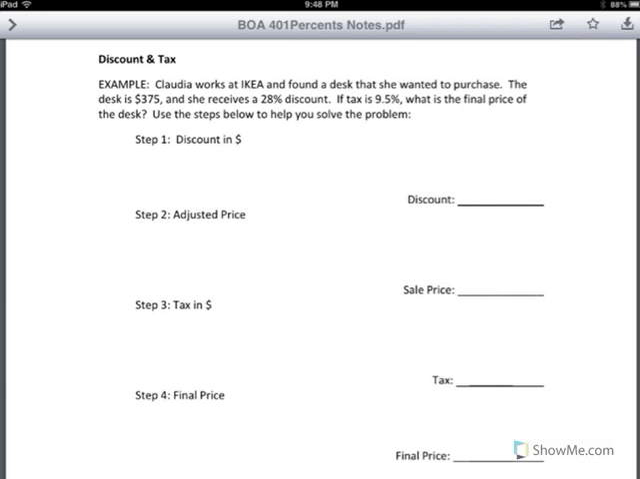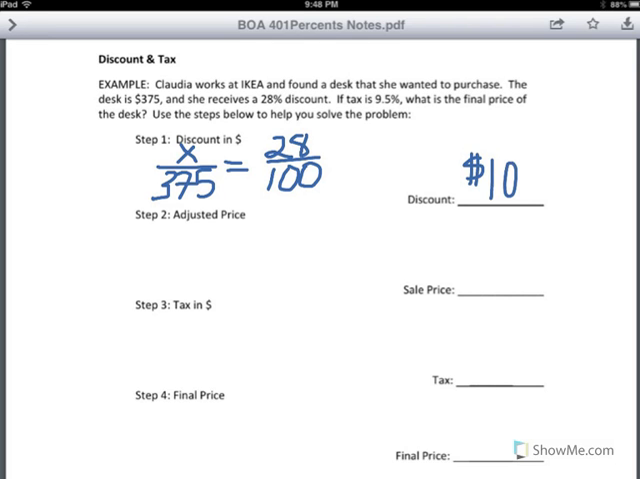We're going to use the steps below to help us solve this problem. So first we're going to calculate the discount in dollars. By doing so, we're going to use that is over of equals percent over 100 again. Our total cost is $375. We're going to try to find what the discount is, which is 28% of the total cost. So here, when we use our calculators and cross multiply and divide, we get $105. This is 28% of the total, which means that that's our discount.